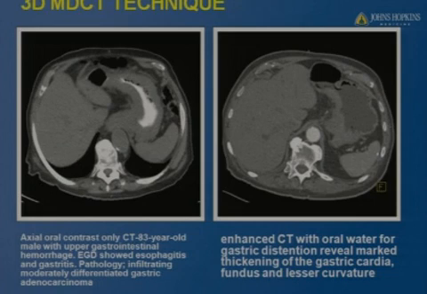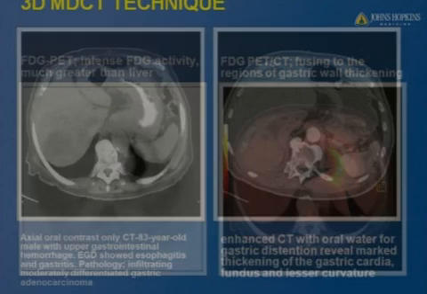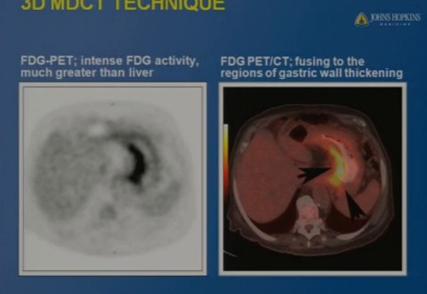And we are looking at an 83-year-old male who had an upper gastrointestinal hemorrhage, where the EGD demonstrates esophagitis and gastritis. But the pathology was infiltrating moderately differentiated gastric adenocarcinoma. On the left image, without the proper gastric distension, we see the whole gastric wall thickened. And on the right side, when the negative oral contrast was given with arterial phase imaging, we see the thickening more confined to the cardia. This patient also received F-18 FDG, and we see the intense activity localizing to the thickened gastric proximal lesser curvature. So FDG is pretty good in terms of localization of these lesions.